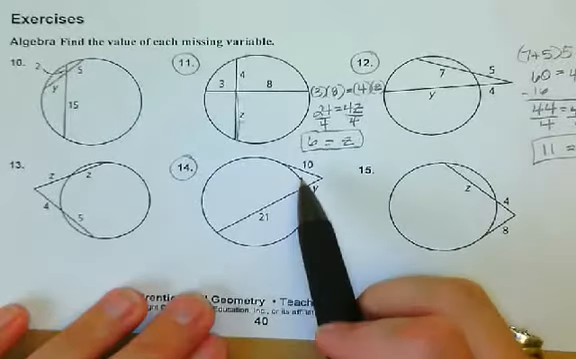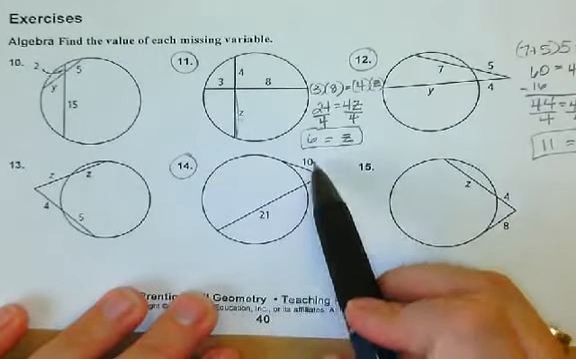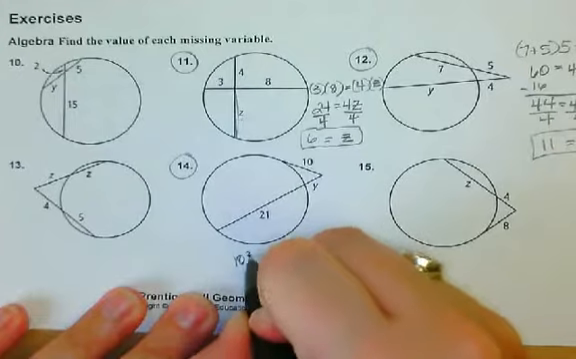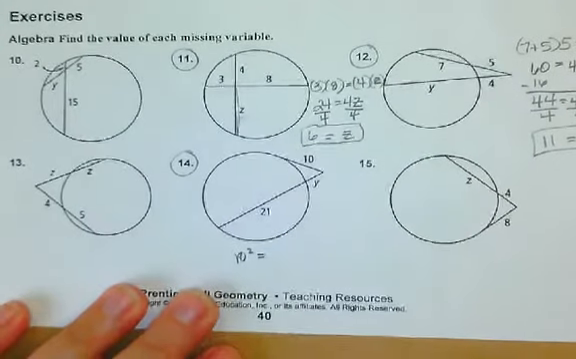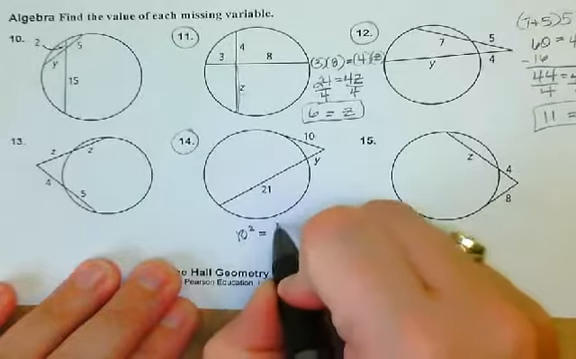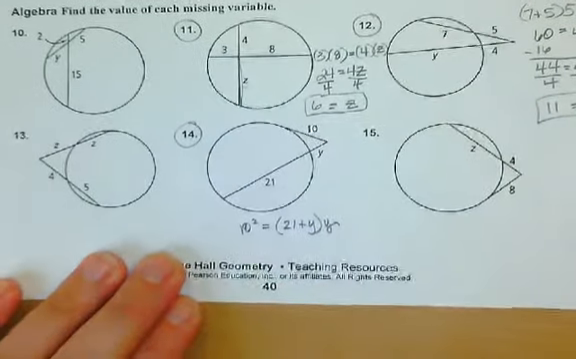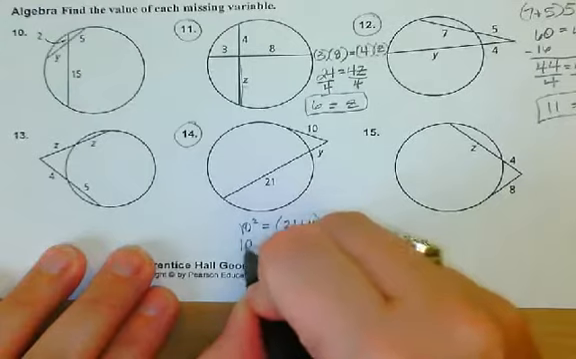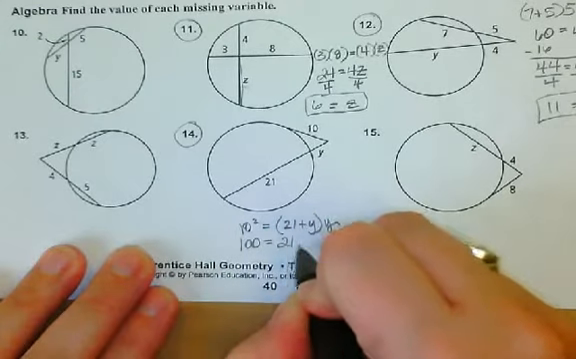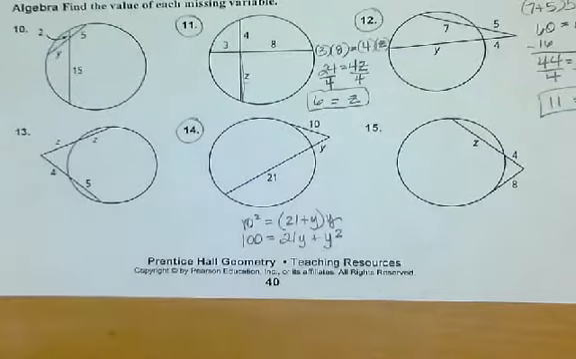Now, problem number 14 is also a different type problem because notice I have a tangent piece and a secant. So when that's the case, the tangent piece becomes squared and it's on a side by itself is equal to, same concept that I used a minute ago. So 21 plus y times the piece that's on the outside. So I get 100 is equal to 21y plus y squared.